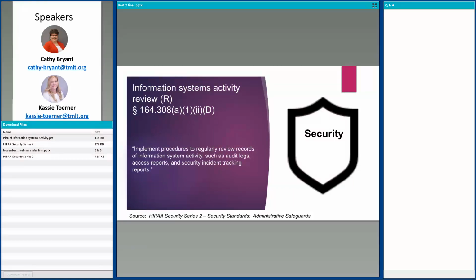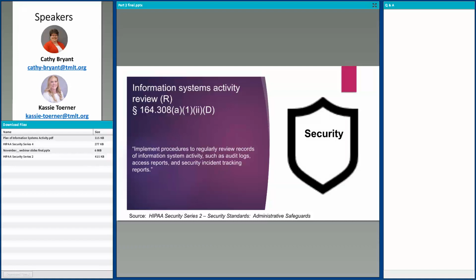So what does the security rule ask of you all? And what does the rule say? And what does the OCR expect whenever we're looking at monitoring our systems and activity review? We have for you here the rule and where you can find it if you want to refer to it at a later date. This standard has no implementation specifics. However, it does tell us as covered entities to implement procedures to regularly review records of information systems activity, such as audit logs, access reports, security incident tracking.